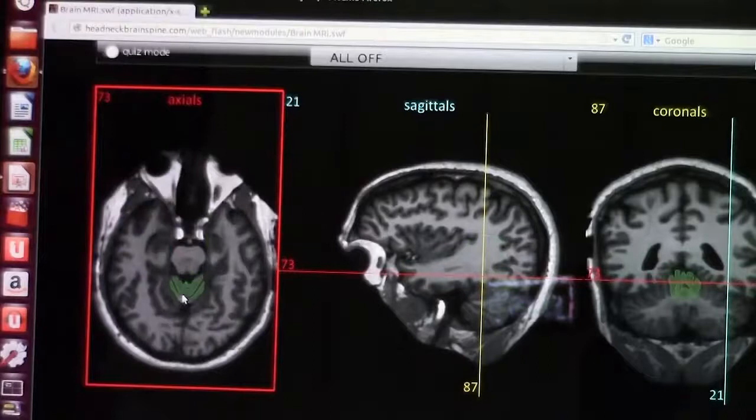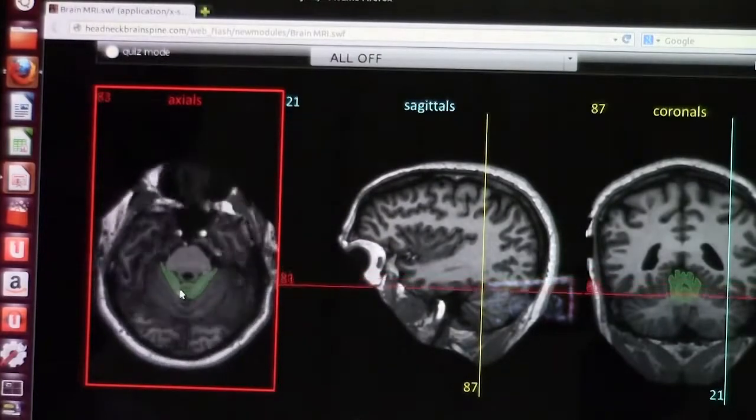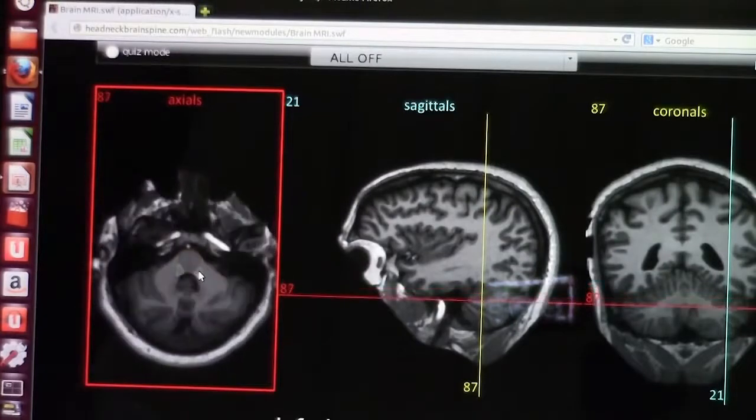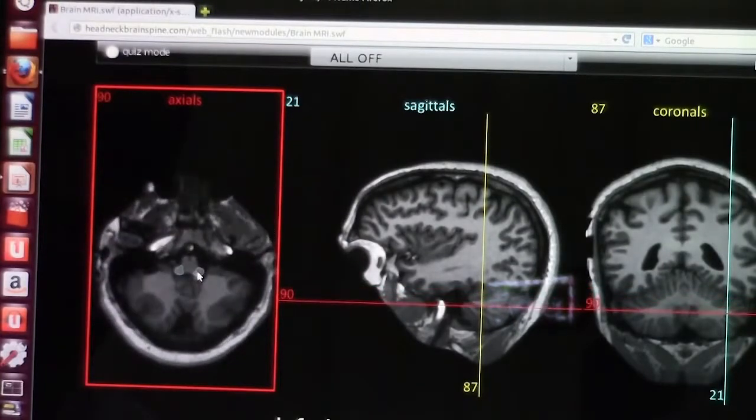And as you go down, you see the cerebellar lobe start to show up as horizontal lines. And as you go down here, we are seeing the pons. Here the middle cerebellar peduncle. And as you go more down, you come down to the medulla oblongata.